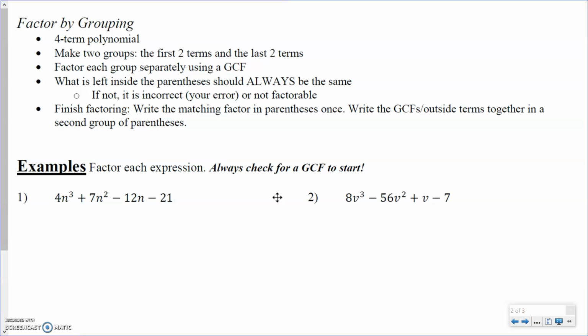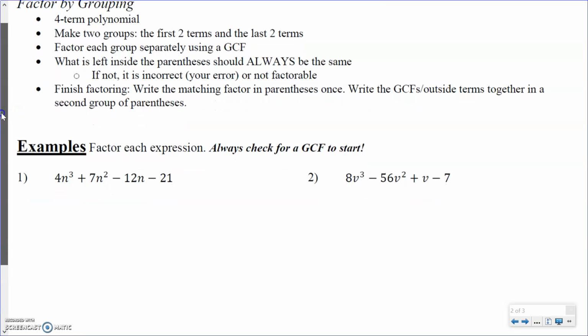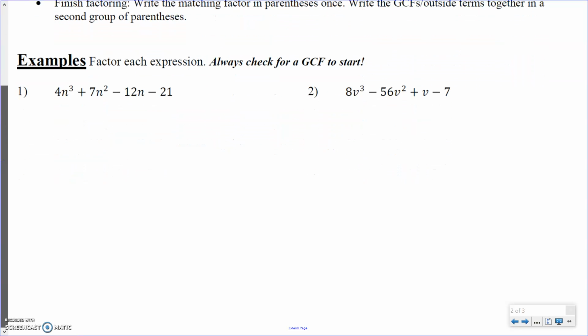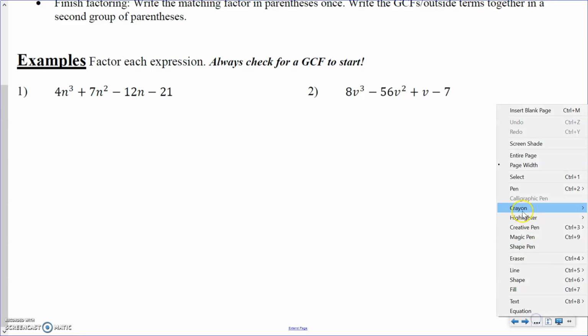What you're going to do is make 2 groups. You're going to factor each group separately, and then what's left in the parentheses should be the same, and if it's not, you made a mistake or it's not factorable, and then you're going to finish factoring. Okay, so let's look at this. It does say always check for GCF first because sometimes that makes your numbers quite a bit smaller, but there's no GCF in this first one.